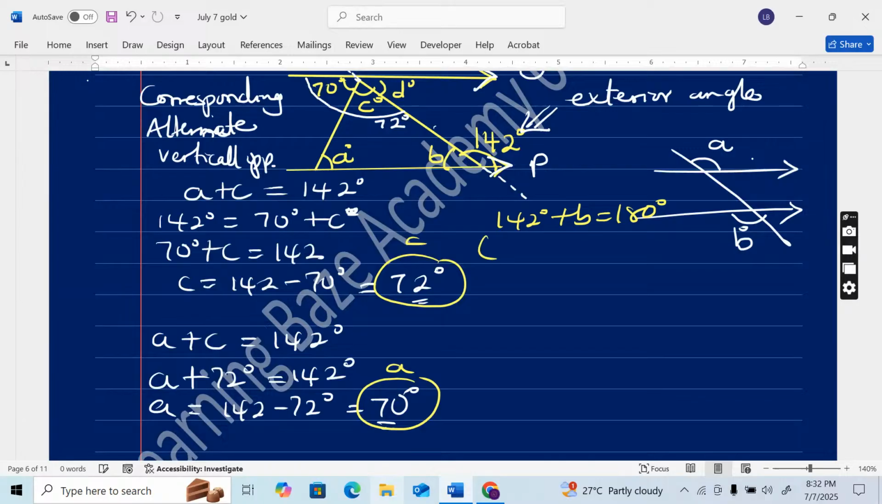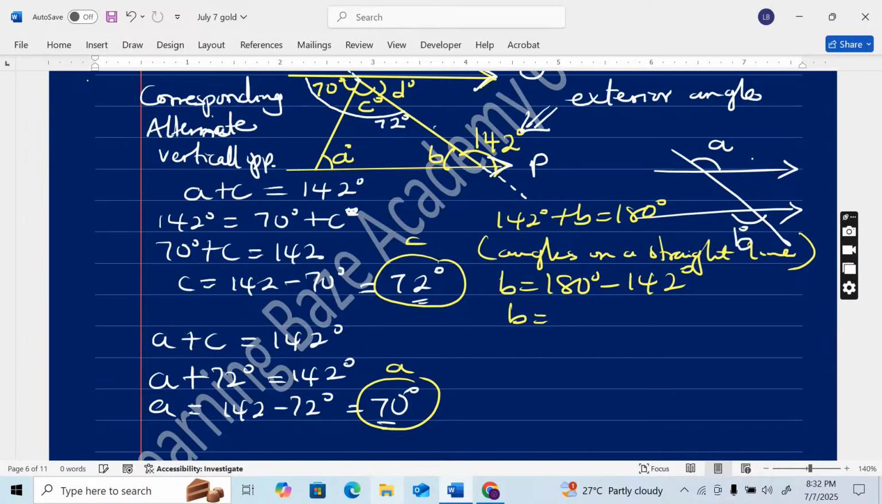The reason is angles on a straight line. So that would be B equals 180 degrees minus 142 degrees. B is equal to, what will be our answer? The answer will be 38 degrees. So we now have our angle A, angle B, and angle C.